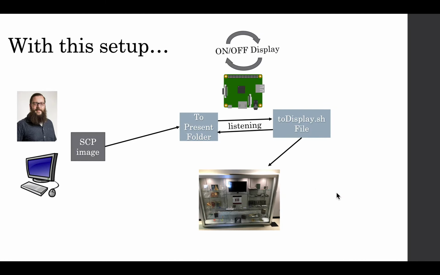With this setup, I created this infrastructure. What you see on the left is Scott Griffith and his desktop. What Scott is doing right now is he's sending an image to a folder called to present. And now, when he's sending an image to the present folder, there's going to be another file to display. That to display file is listening and grabbing any images in the to present folder, and those images will be presented onto the TV. And this is all occurring on the Raspberry Pi.